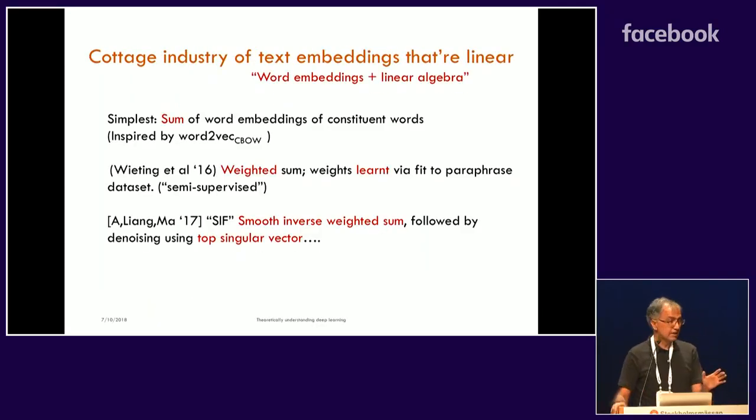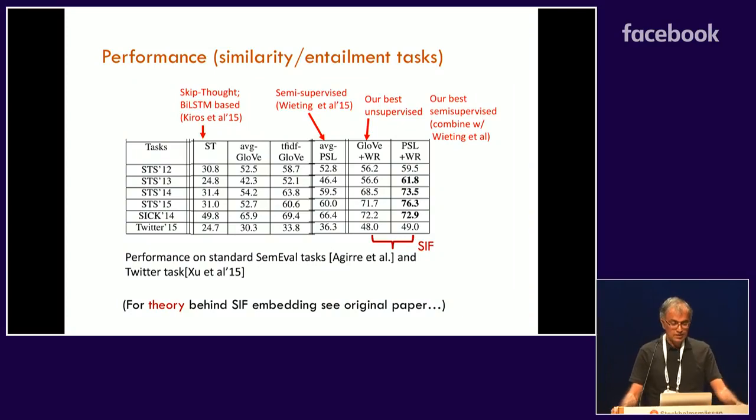But the bottom line is it's linear algebra: word embeddings plus linear algebra. And it's all handcrafted. On similarity and entailment tasks, actually it's a champion. So I would love to know if LSTMs out there can even match this. Maybe now they can, but last year they couldn't, but maybe somebody's done better. Although I saw a recent implementation somebody did, and they tested various techniques, and this is still the best.